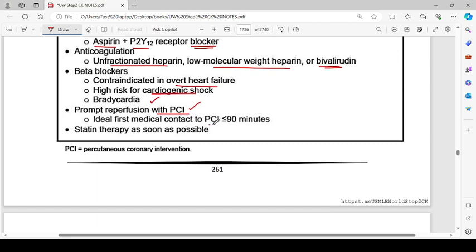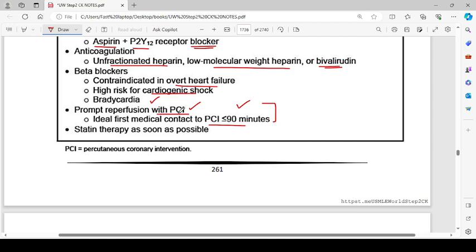Ideal first medical contact to percutaneous intervention is less than 90 minutes. The time limit is very important for the PCI. I don't know what they call it, I guess something like admission to needle time, but it must be less than 90 minutes. After the initiation of the angina to the percutaneous intervention, it must be done within the confines of 90 minutes.